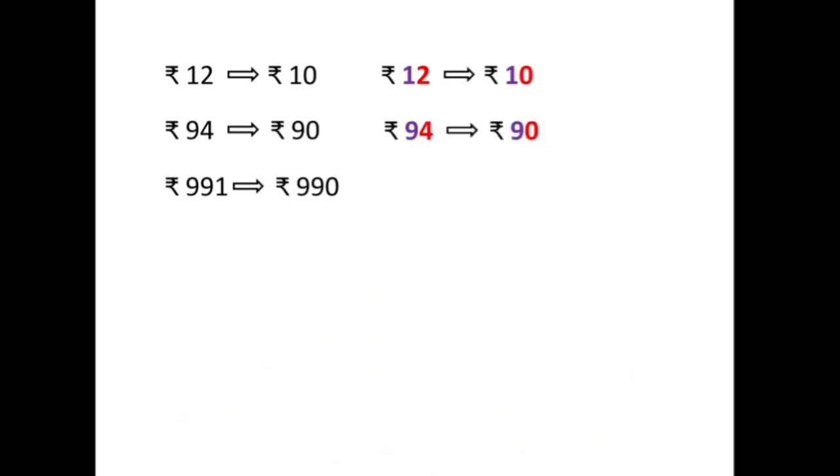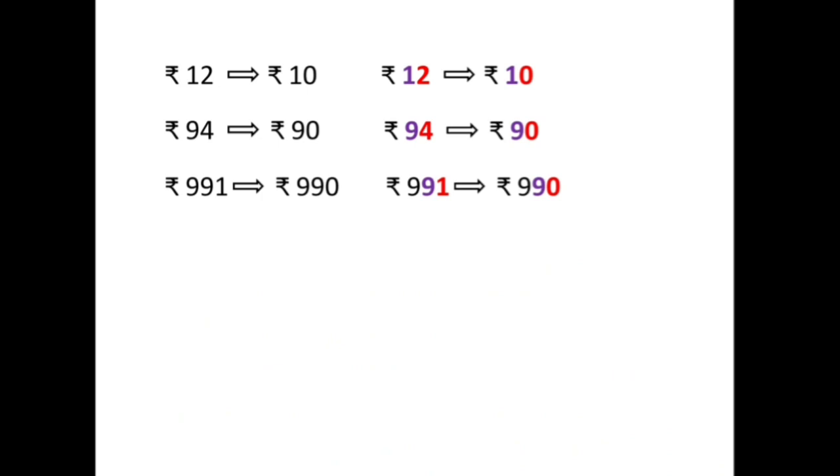Here we have another set of examples. 12 will become 10, 94 will become 90, 991 will become 990. What is the logic we are using here? In the previous slide we saw that the numbers in the ones place were greater than or equal to 5. That's why the tens place was added by 1. But here if we see the ones places, they are 2, 4, 1. In 12, 2 is in the ones place. In 94, 4 is in the ones place. In 991, 1 is in the ones place.